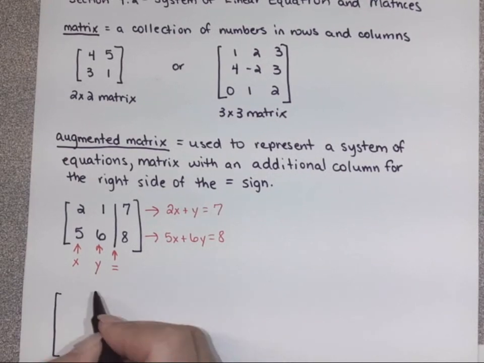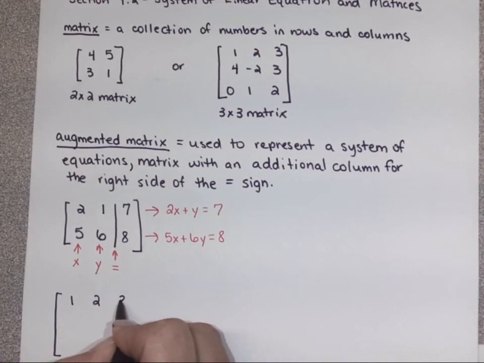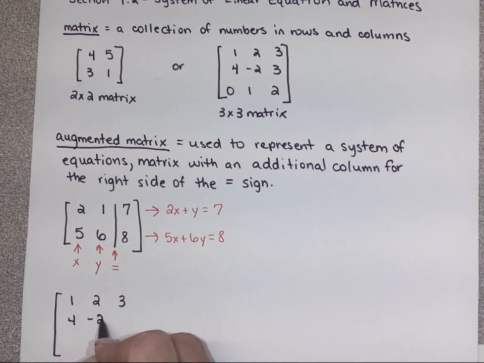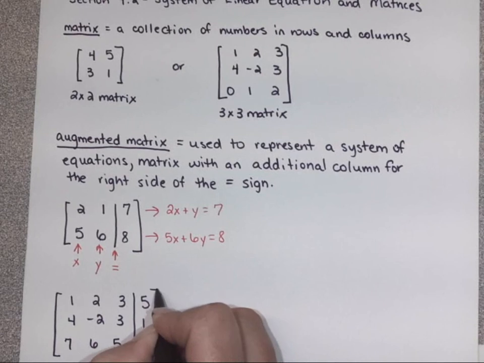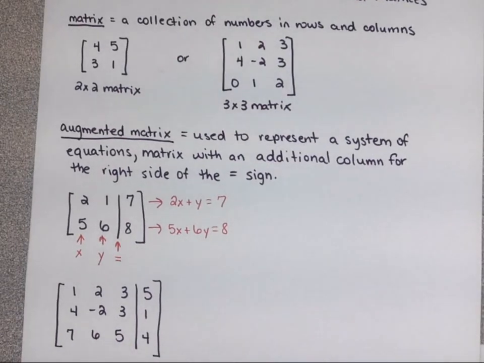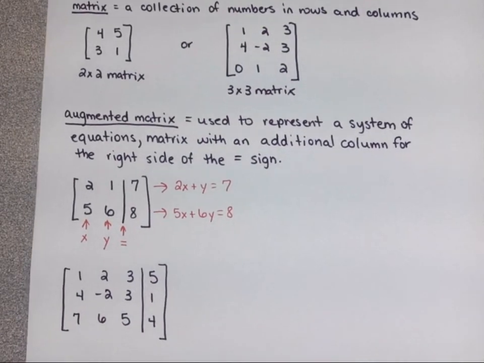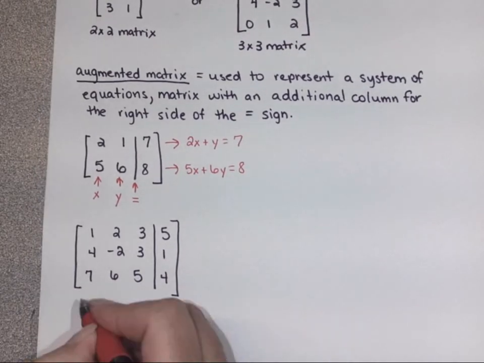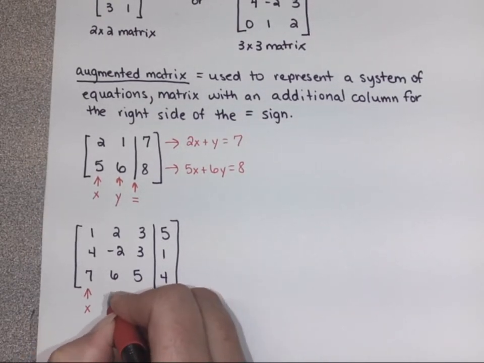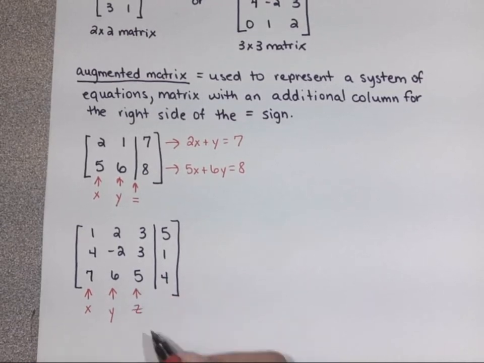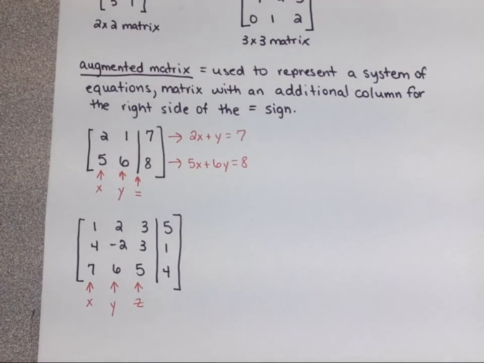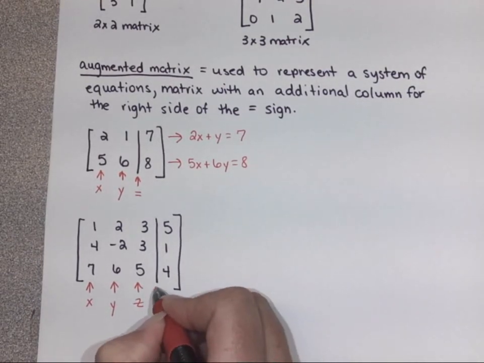All right, so the biggest that we'll go is 3 variables. So let's look at what that looks like. You always, in an augmented matrix, have this bar here to represent the equal sign. Notice we have more numbers though, right? So this first column would still represent the x coefficients. This would be the y coefficients, and then we add a third variable, usually z. But then the bar is still the equal sign.